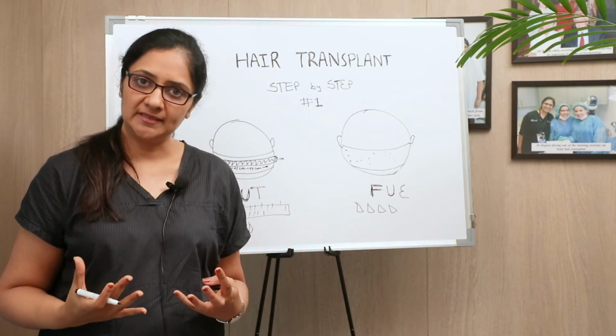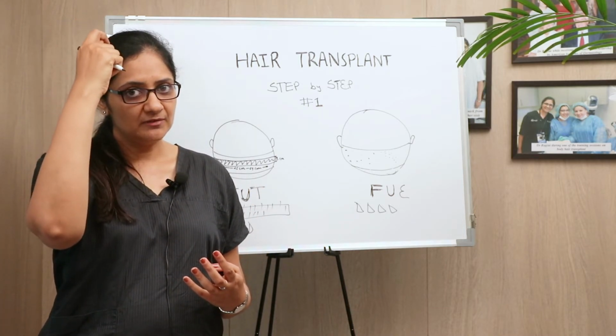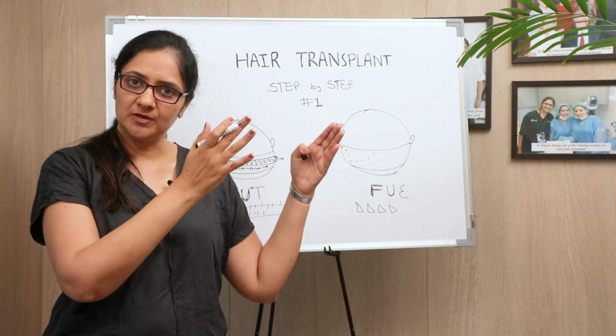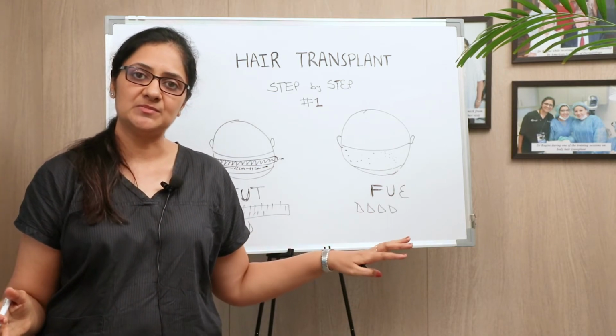So we are not multiplying hair. We are taking out and putting them in the front. Kidney transplant, you are not multiplying kidney. You are taking out a kidney from one place and putting it in another place. The first place is empty.